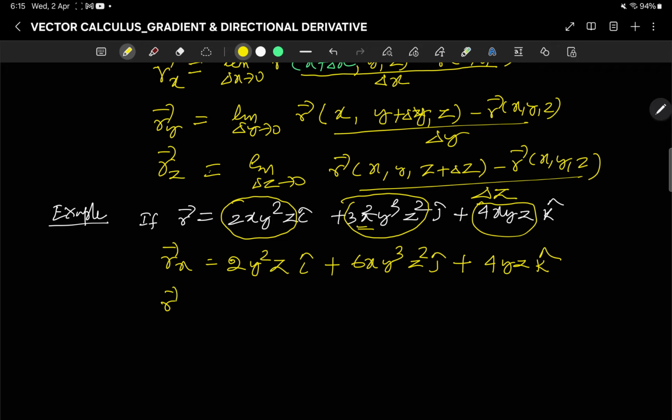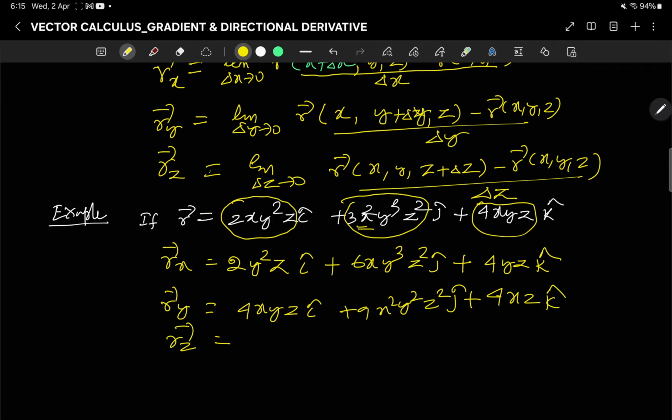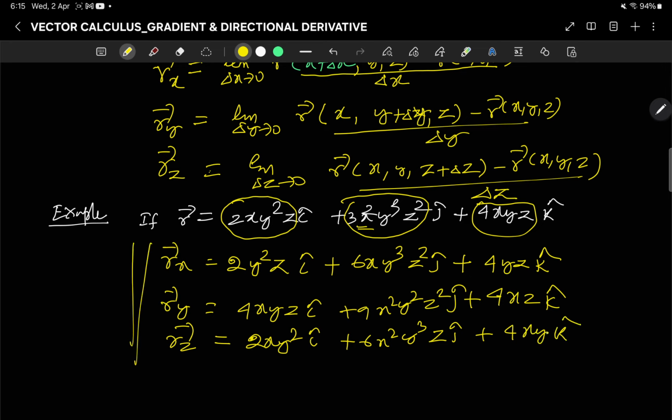Likewise ry will be 4xyz i plus 9x square y square z square j plus 4xz k. Similarly rz will be, treating x and y constant, 2xy square i plus 6x square y cube z j plus 4xy k. So these are the usual partial derivatives, but component wise we are taking the derivative.